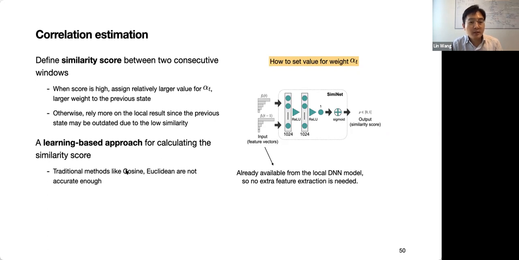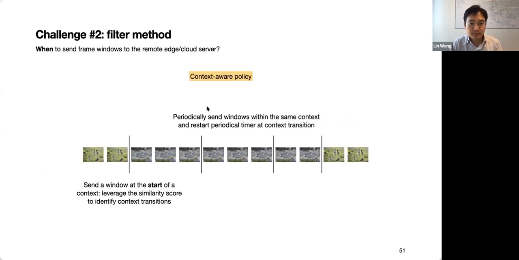We tried different approaches like cosine similarity, Euclidean distance, whatever. But they didn't show very high accuracy at all. So at the end, we came up with a learning-based approach where we take the feature vectors from the local model, local DNNs, and then we feed them into a small neural network. At the end, it generates a similarity score. And we show that this is very efficient, because the neural network is very small, so it runs very fast. And at the end, it gives very good similarity scores.